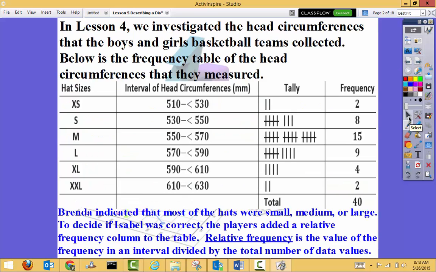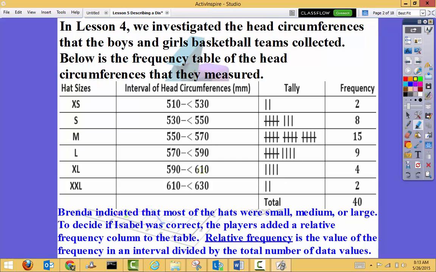So from a previous lesson, we investigated the head circumferences that boys and girls basketball teams collected. Below is a frequency table of the circumferences that we measured. So again, rereading our histogram: extra small, there are 2 people who would order that. Extra large, there are 4 people who order that, and their sizes for extra large are 590 all the way to 610, not including 610.